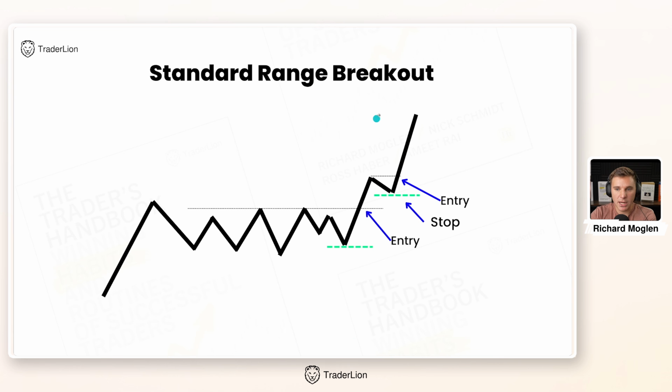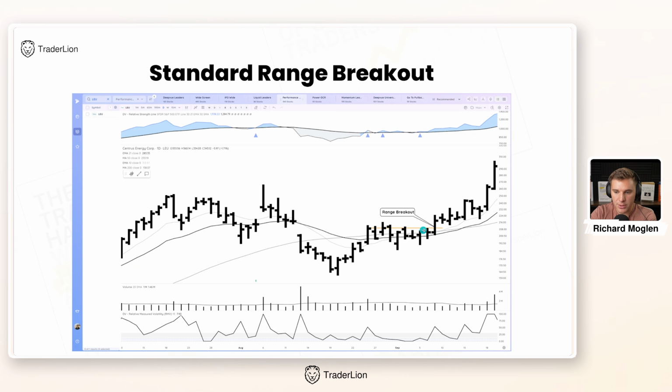Then, of course, we've got the standard range breakout. This is the traditional way to do it. You're actually waiting for a breakthrough of that defined level. And here's an example with LEU. This is the range pivot. As this moved up, this becomes the range pivot, this high right here.